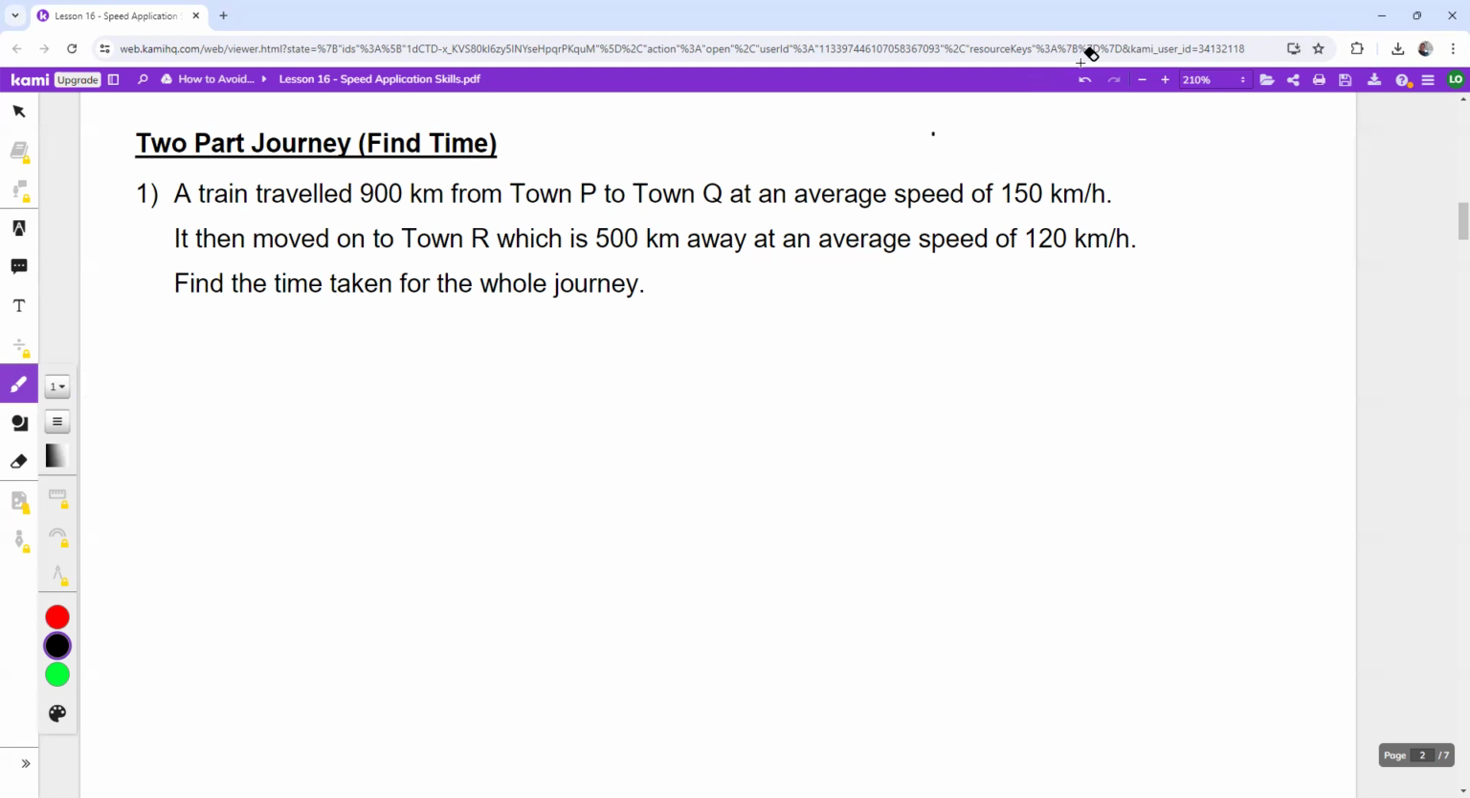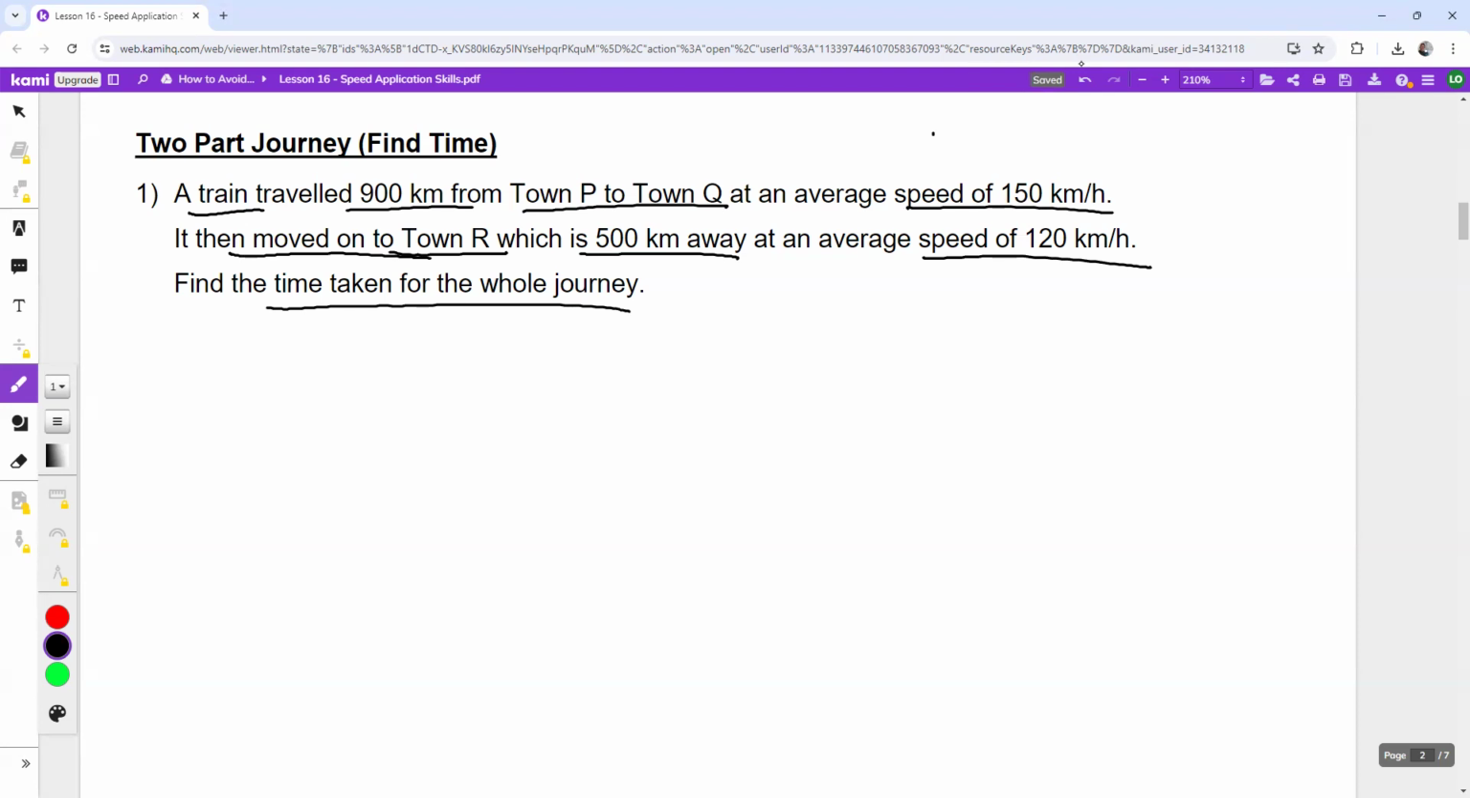draw out this problem. A train travels 900 kilometers from P to Q at a speed of 150 kilometers per hour. It then moved on to R, which is 500 kilometers away, at a speed of 120 kilometers per hour. So what's the time taken for the whole journey?